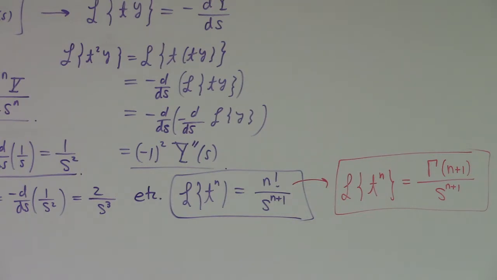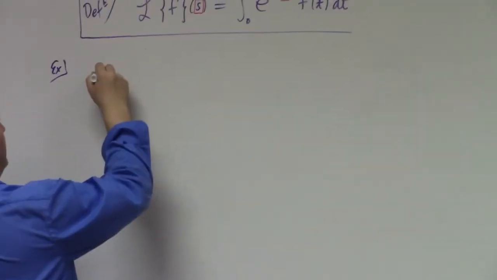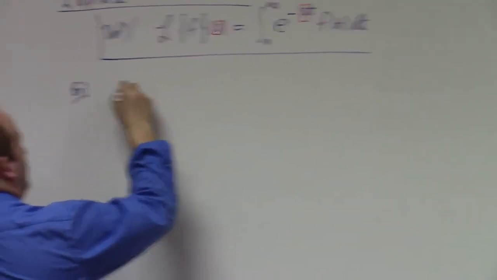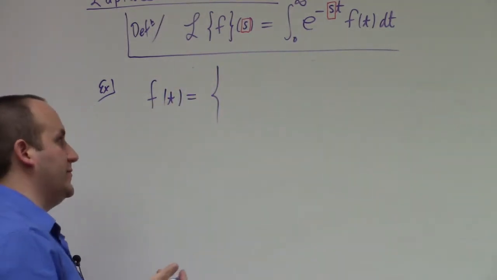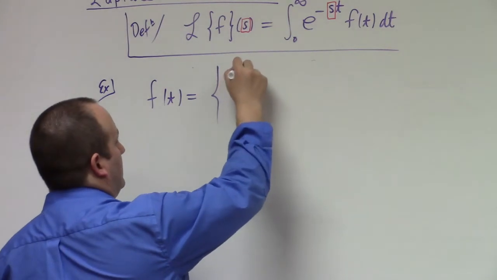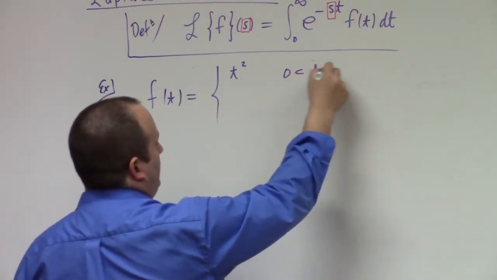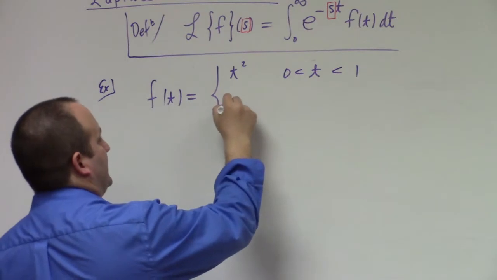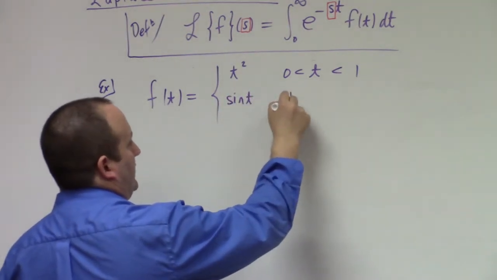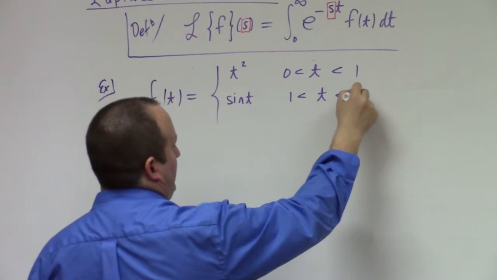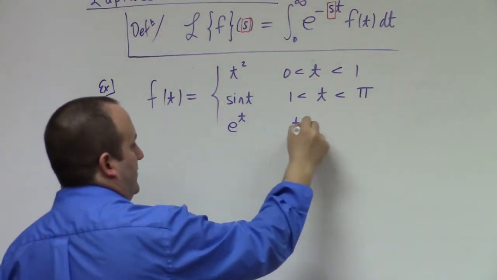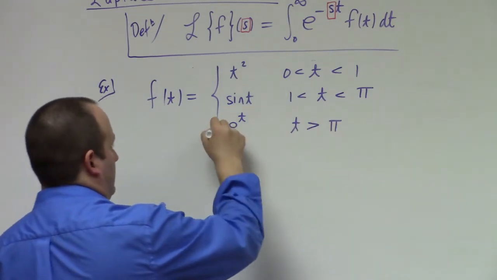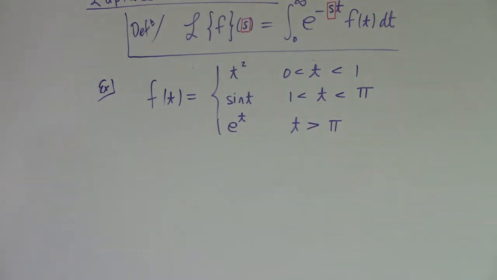So now I need to talk about something a little bit more. Suppose we have a function f of t, and it's defined in cases. I'm going to do just one example. Suppose you have t squared for 0 less than t less than 1, and then sine t for 1 less than t less than pi, and after that e to the t for t greater than pi, right? How can you write this in terms of unit step functions is my question.